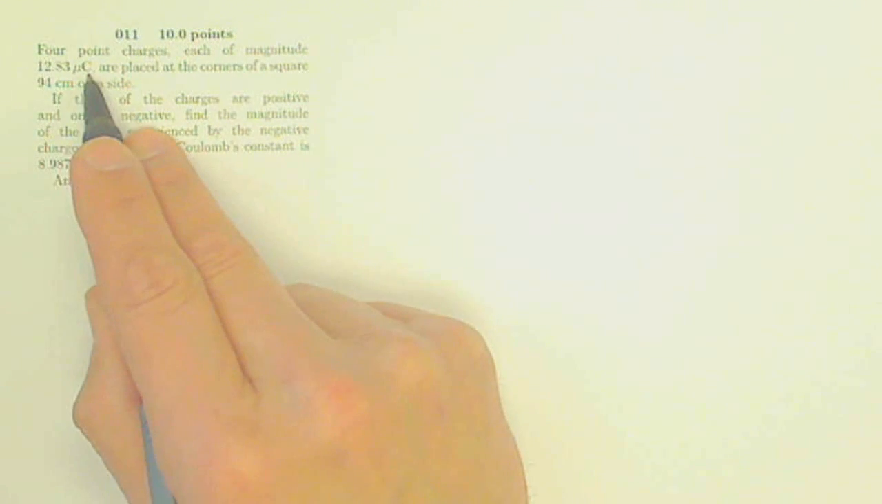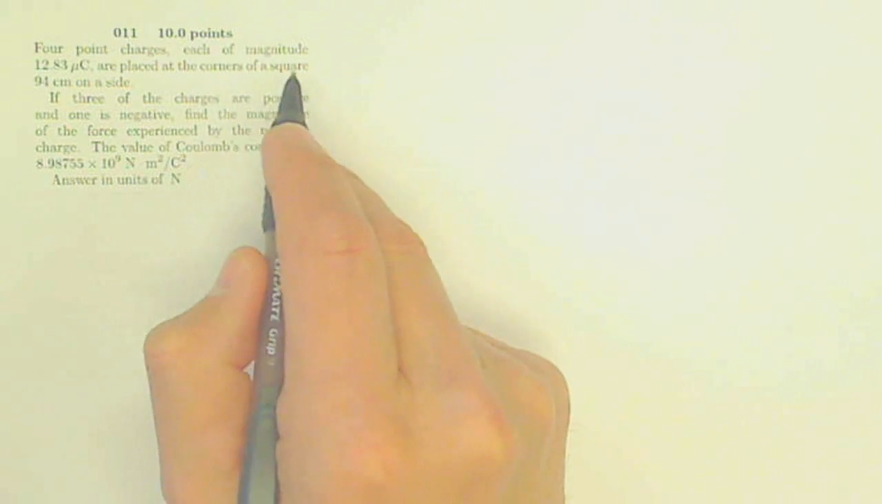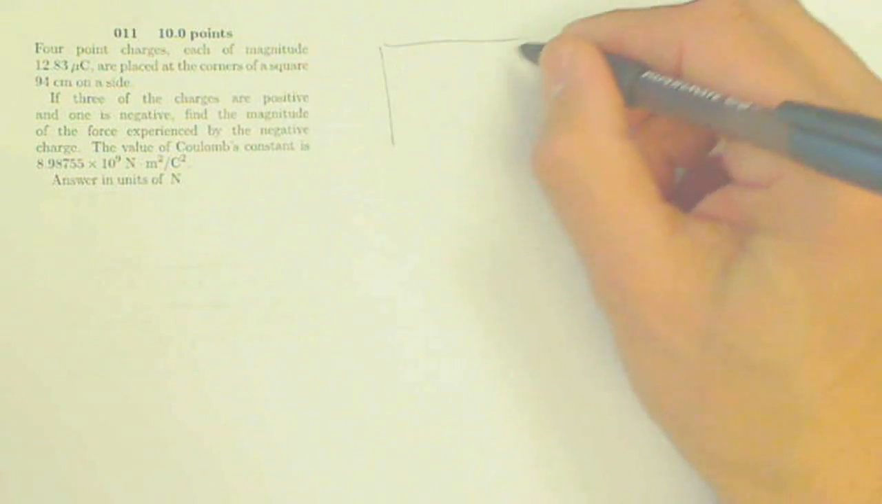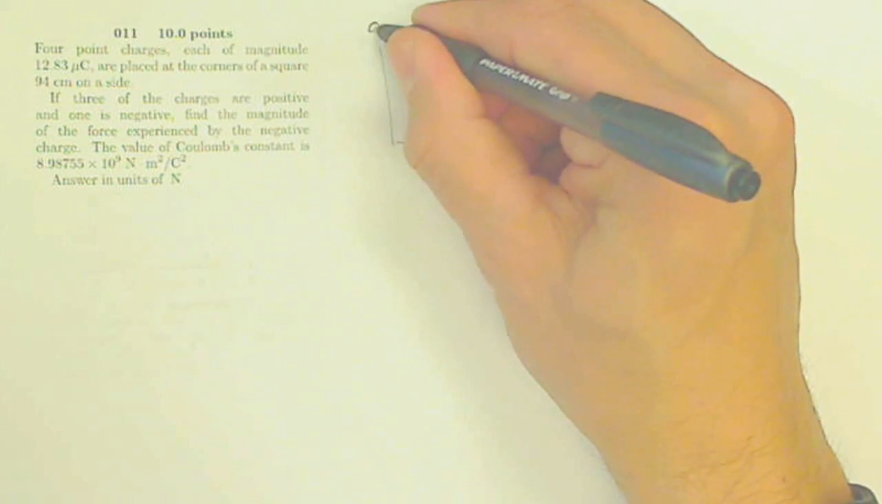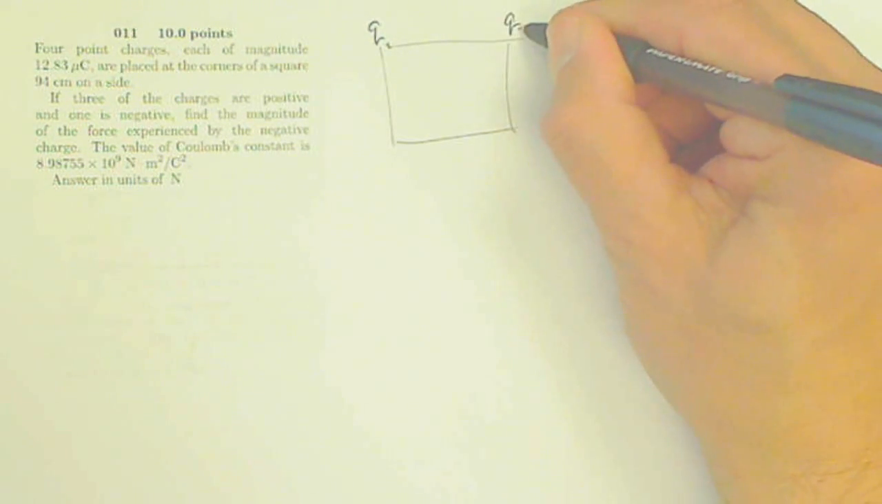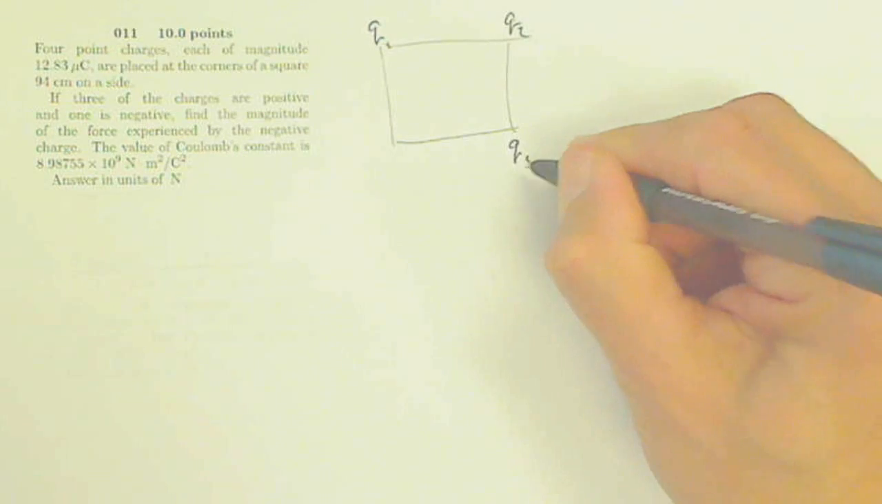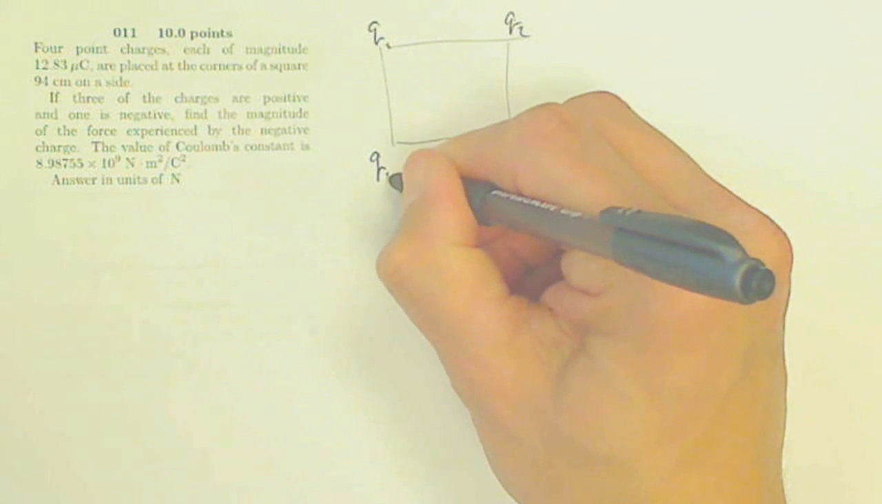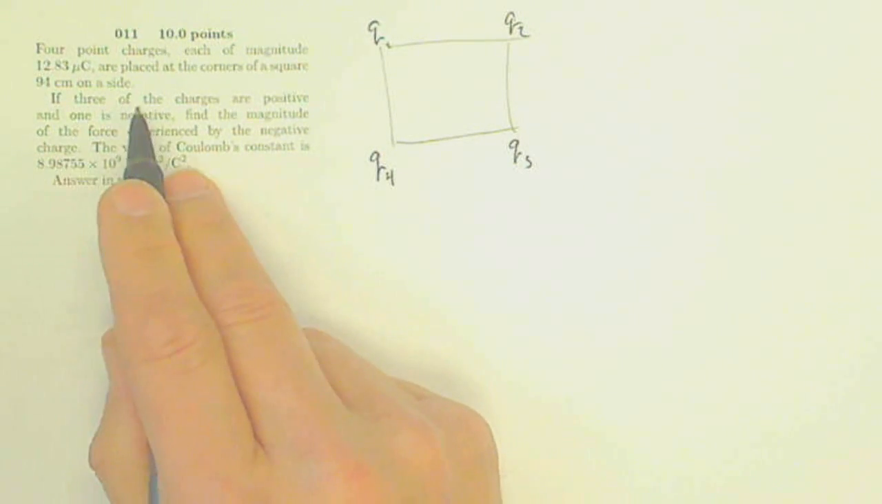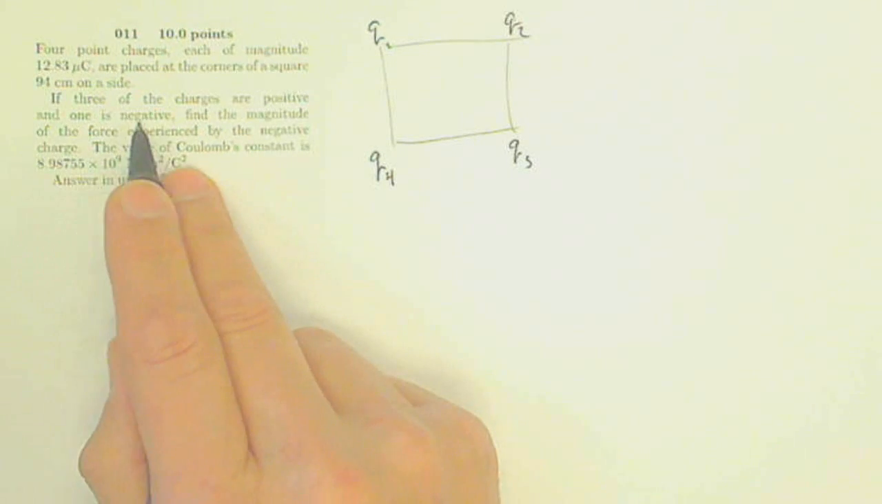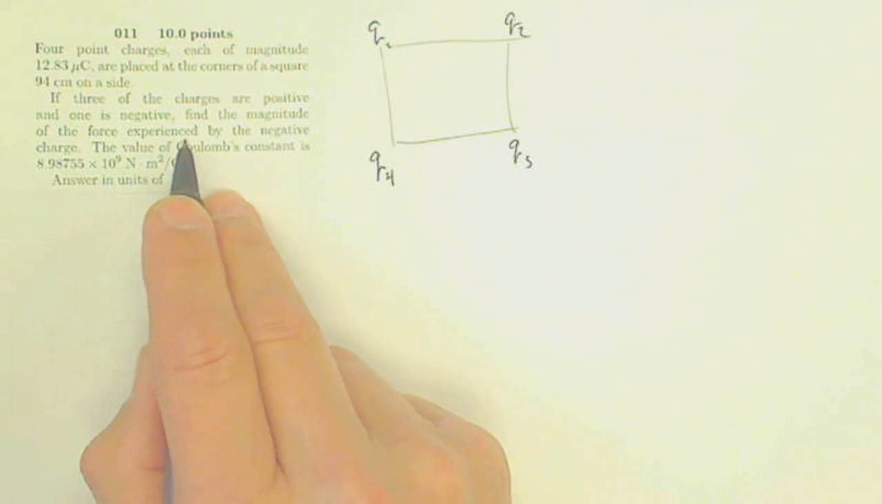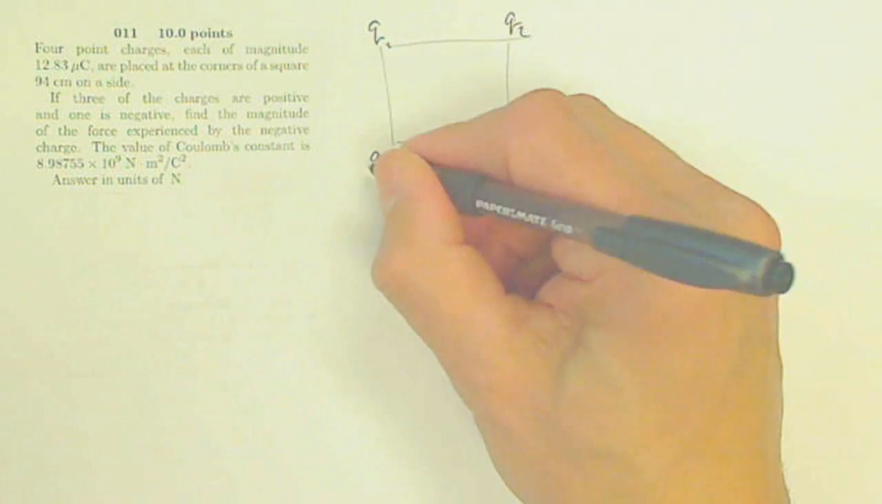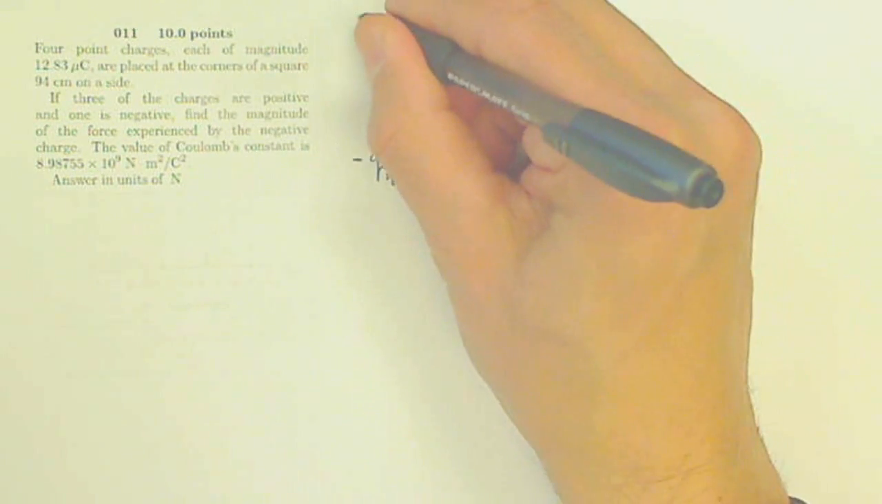Four point charges, each of magnitude 12.83 microcoulombs, are placed at the corners of a square 94 centimeters on a side. So I've got a square and I've got four charges: Q1, Q2, Q3, and Q4. It doesn't matter what order you do them in right now. If three of the charges are positive and one is negative, find the magnitude of the force experienced by the negative charge. I'll say that this one's negative and these are all positive.